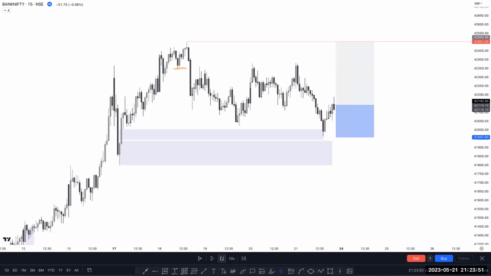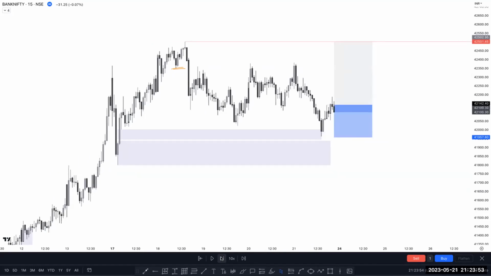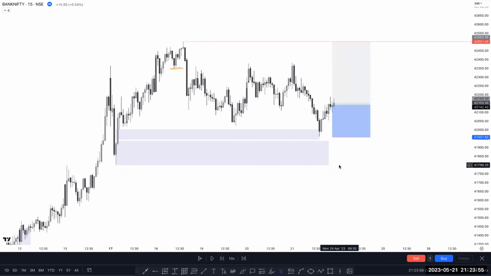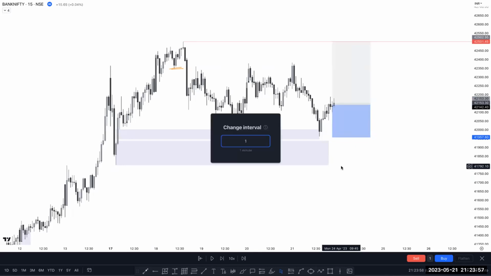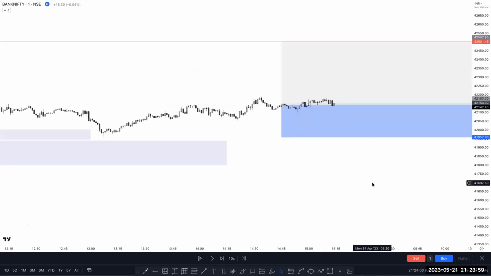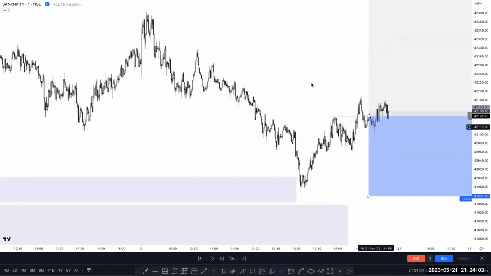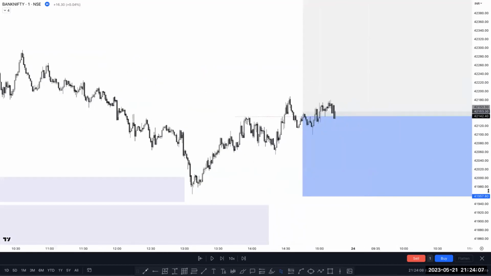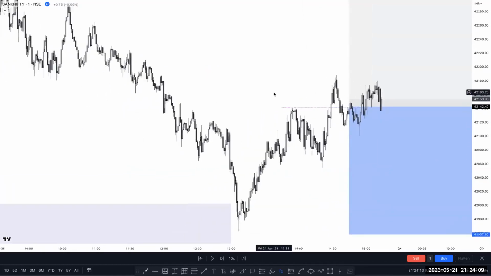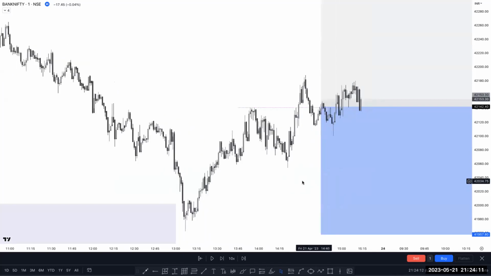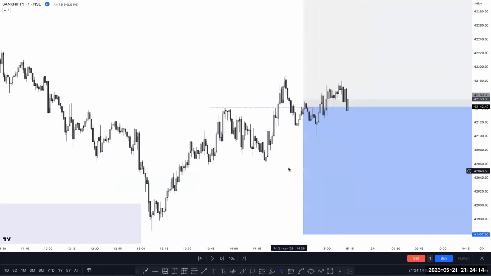Let's see. Okay, mitigate this order block. If I switch here to a 1 minute time frame to check whether there is an unmitigated order block or anything here, then we can get a clearer, better entry here, to reduce risk and maximize your reward.